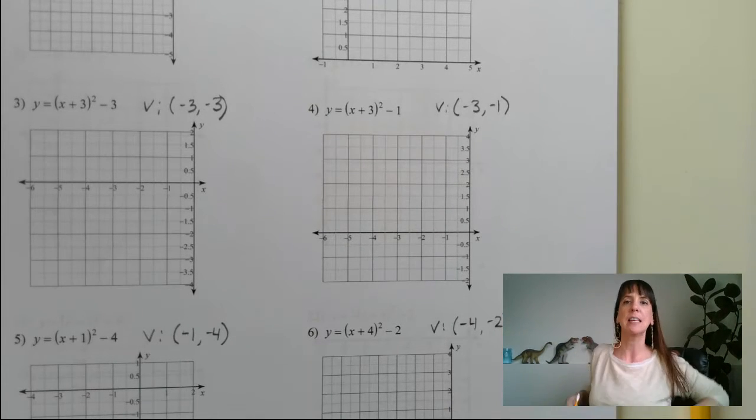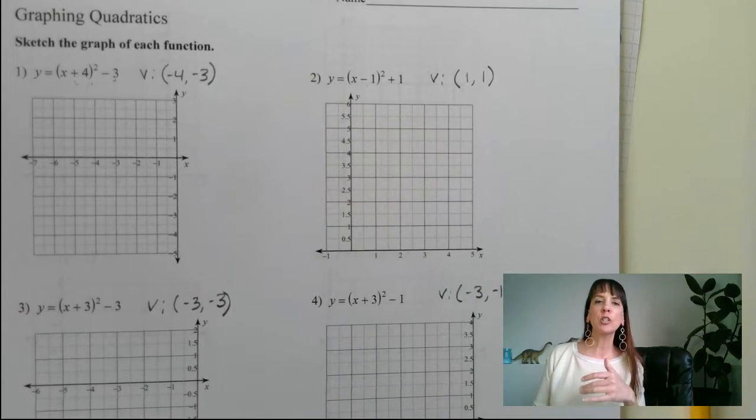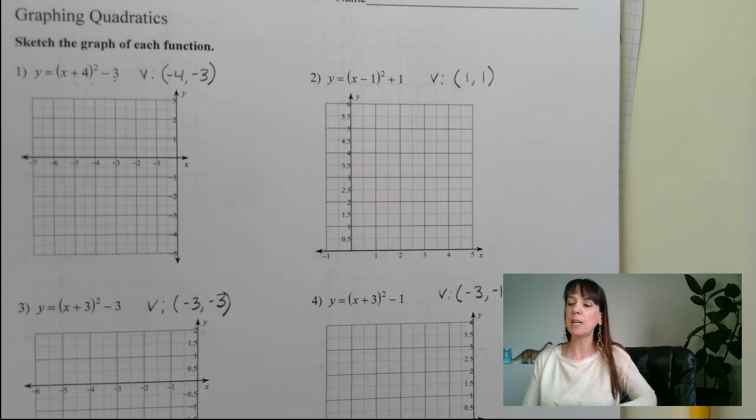Awesome. Now that we have our vertex, take a look at all of these guys. This is actually called vertex form of a quadratic, and it's because it's in vertex form.